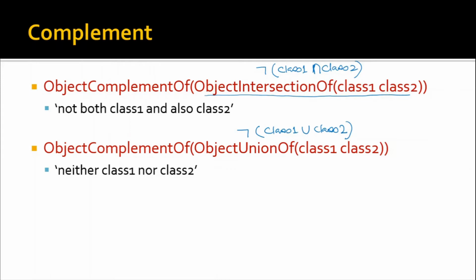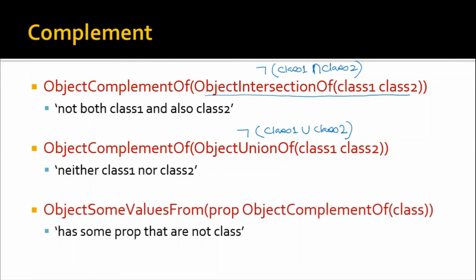Now coming to the other cases, we are starting to combine this complement with the property restrictions. So the first combination that we would like to talk about is "has some property that is not class". What do you mean by that? The thing that has some value for a particular property, and that value should belong to the complement of a given class, right?